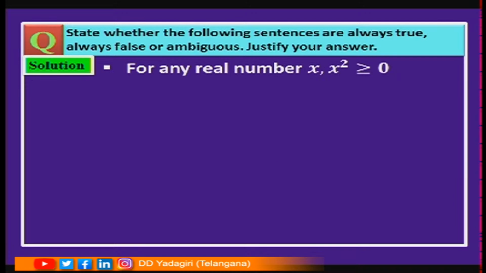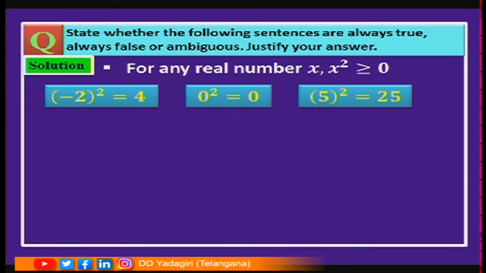Let us move on to our next sentence, that is, for any real number x, x square is always greater than or equal to 0. So, let us consider the values for x, children. I have taken x equal to minus 2. So, minus 2 whole square is 4, and I have taken x equal to 0. You got 0 square as 0 again, 5 square as 25.